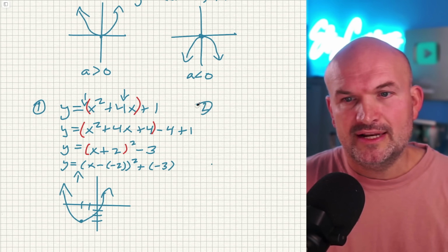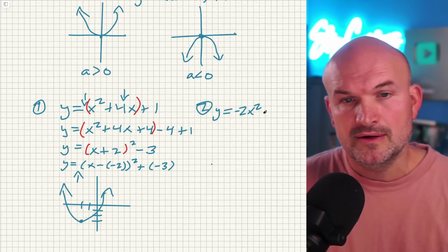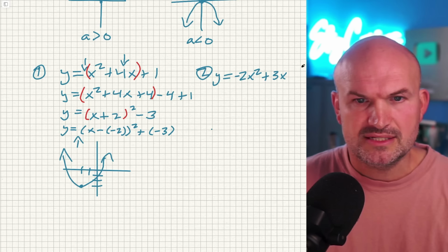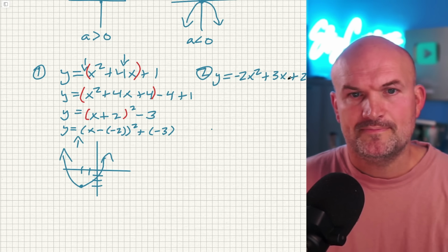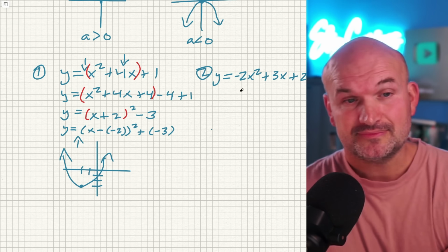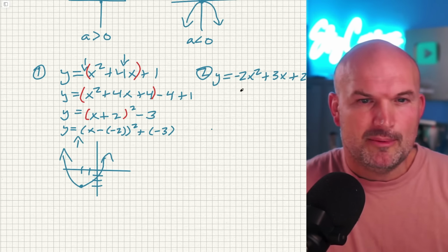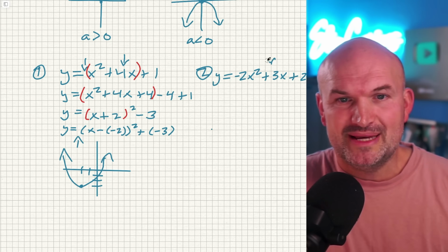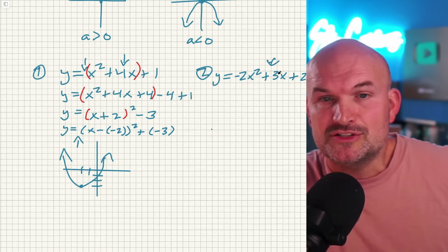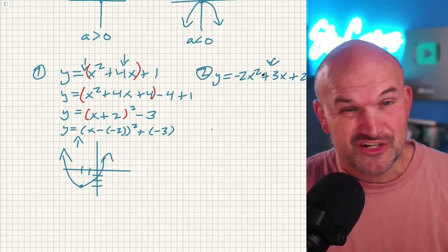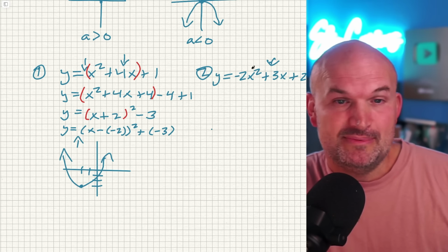Now, let's take a look at another problem. What if I had an equation that looks like this: negative 2x squared plus 3x plus 2? In this example, you might say, well, let's go into that vertex method. But there are a couple of problems here. One, my middle term is not even. So dividing by 2 and squaring it is going to create a fraction, and that is not going to be fun to do.